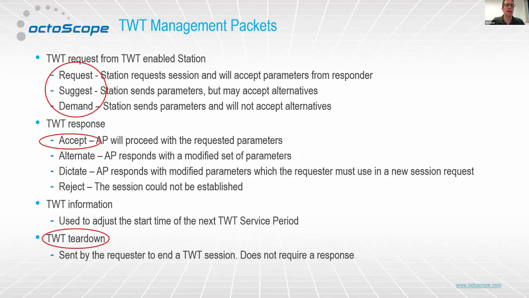So the AP side can send a response of an accept if it agrees with the parameters that were sent, and that would open up a session. If it wants to change them, it can use an alternate message to send back a modified set of parameters. In that case, the client will need to take a look at those parameters and either suggest a different set or send those back in a request, and then they would agree on them. The AP also has the option to dictate parameters, which the station must agree to if they're going to set up a session. And if the negotiations get to a point where they're not agreeing, then the AP is going to issue a reject, and that's going to end the session.